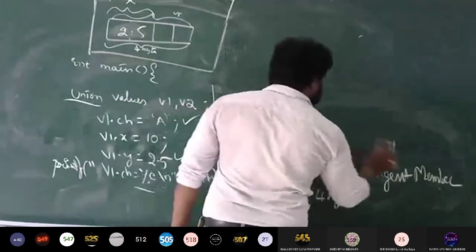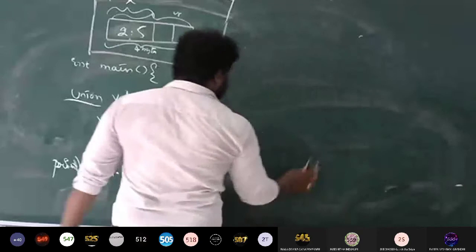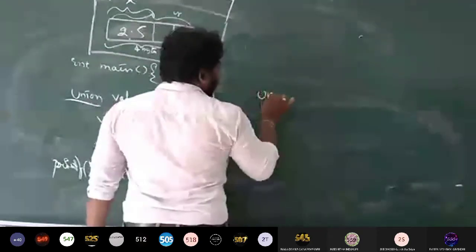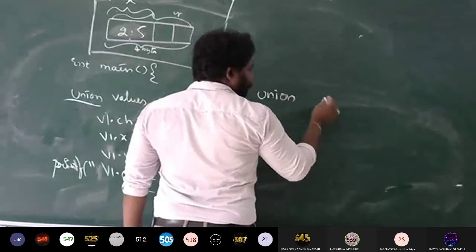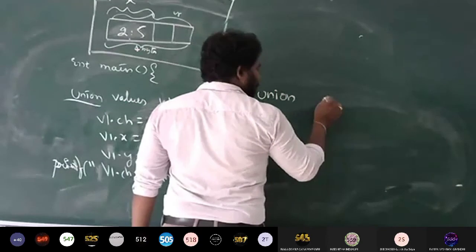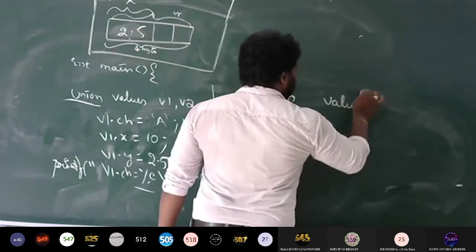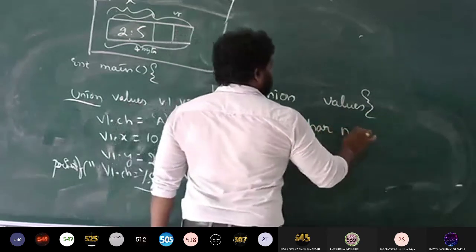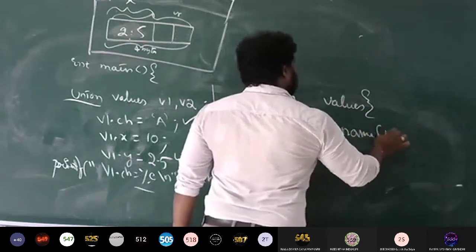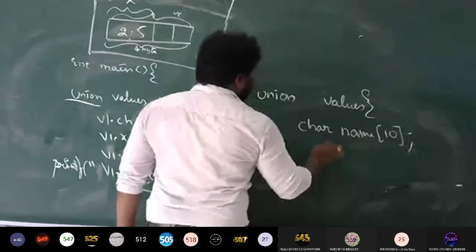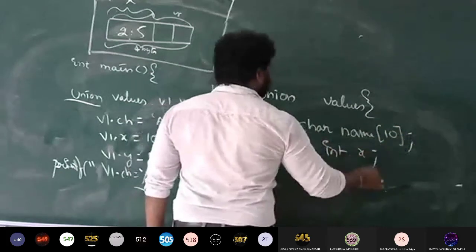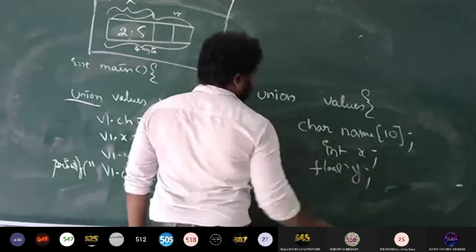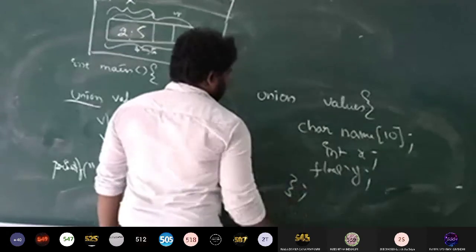Okay. So just look at this now. I am creating a union. Union values, char name[10], int x, float y.